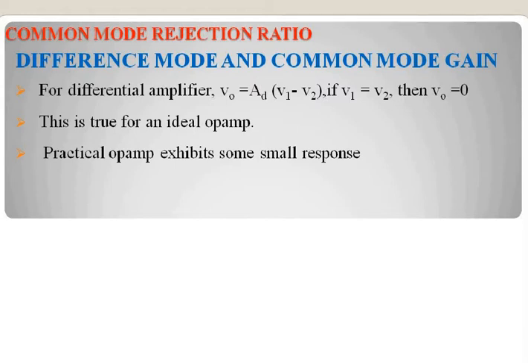Similarly, if the difference between the two input voltages V1 and V2 is the same, the output voltage should also remain the same. But here also we can see that even if the difference between the two input voltages is the same, for different values of input voltages, the output voltage will not be the same. That will be more clear with this example.